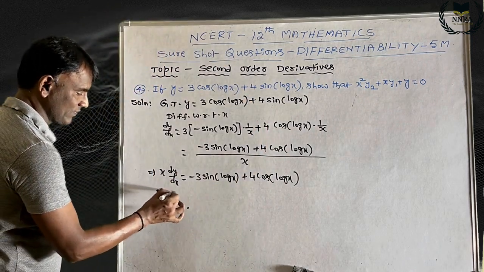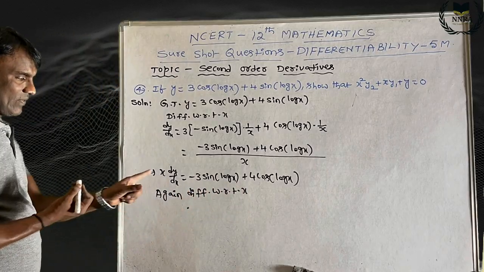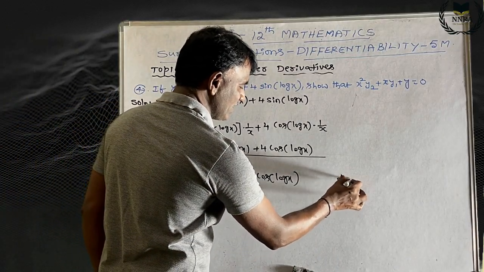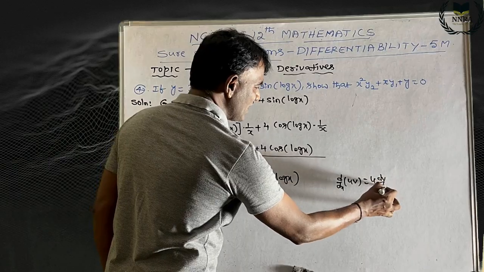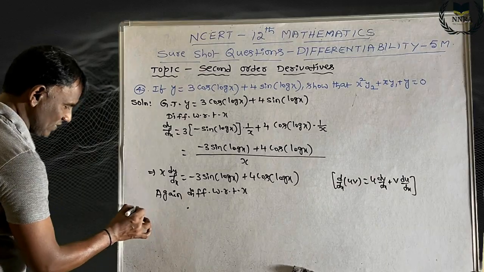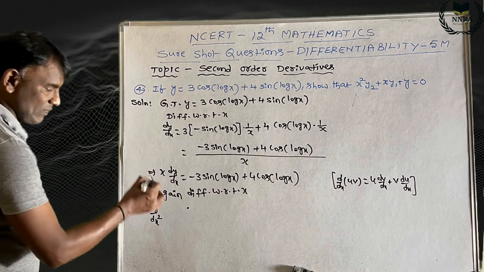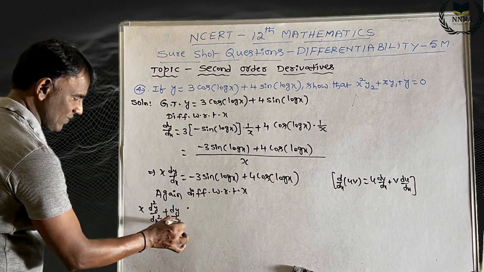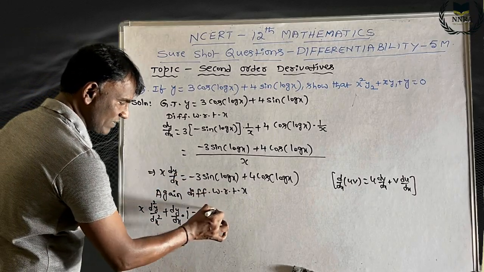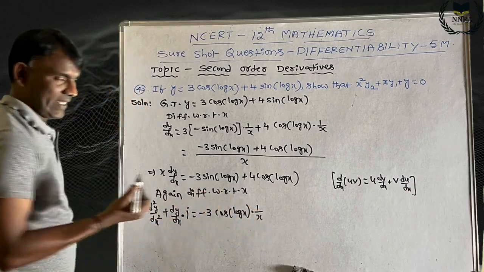So again differentiating with respect to x. Okay. Now for this uv method, what is the formula of uv? d by dx of uv is u into dv by dx plus v into du by dx, right? And now x into derivative of dy by dx with respect to x is d square y by dx square plus dy by dx. Okay, and derivative of x is 1. So how to write this? Minus 3. Derivative of sine is cos. So cos of log x. Again derivative of log x is 1 by x.